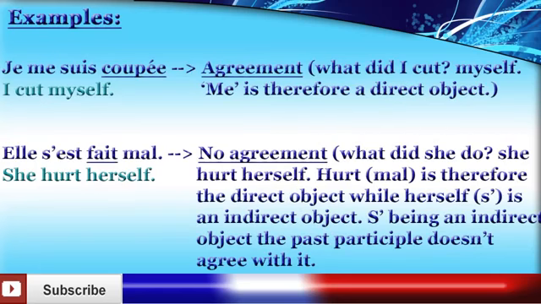For example, je me suis coupé, I cut myself. Couper agrees with the subject because when I asked what did I cut, the answer was myself. So me, meaning myself, is therefore a direct object. Elle s'est fait mal, she hurt herself. Fait does not agree with the subject because when I asked what did she do, the answer was hurt herself. Mal, meaning hurt, is therefore the direct object.